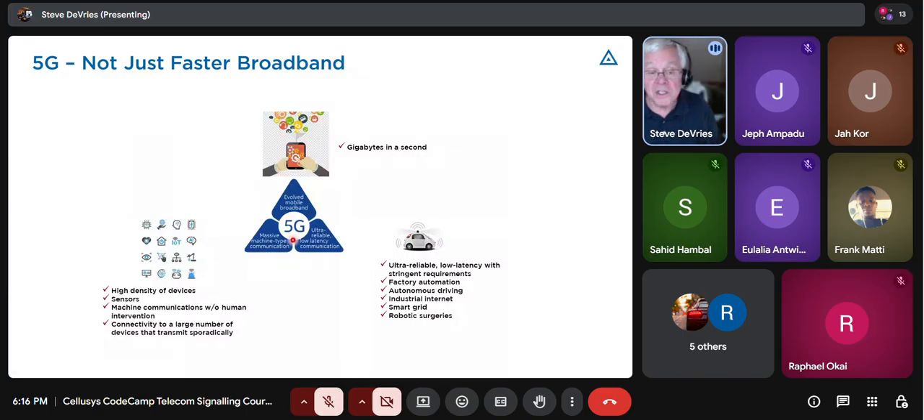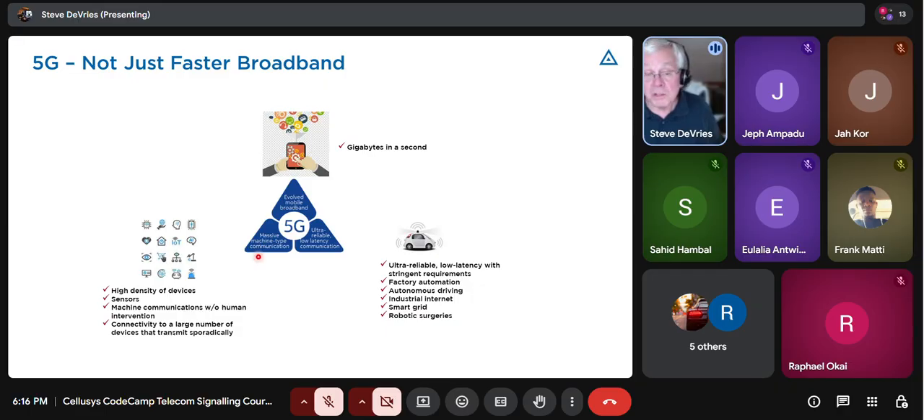The other piece of this is massive machine communication. A lot of this happens today. This is where you have sensors that just send out little bits of data here and there. So if there's latency, if there's delay in massive machine communication, who cares? You're sending out a pressure reading, a traffic signal, something, and a little delay wouldn't hurt it. Whereas with the other type of application, you can't have any latency, you can't have any delay.